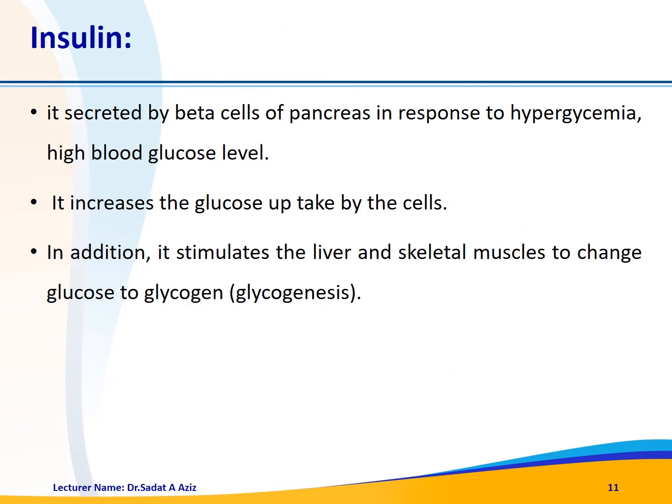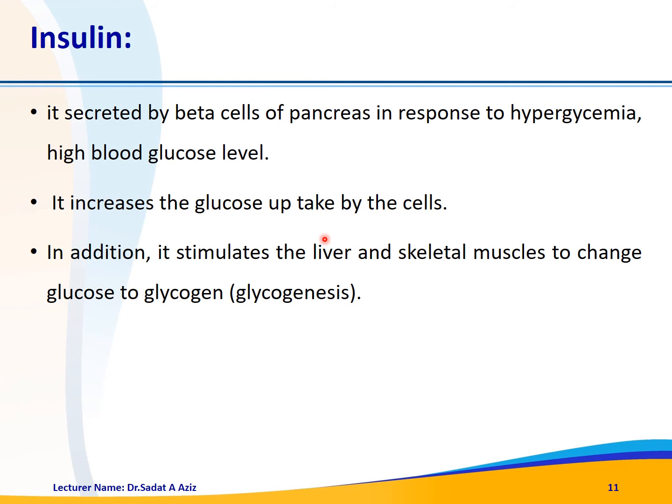And the third hormone, which is secreted by the pancreas, is called insulin. I'm quite sure you are familiar with the term insulin. It is secreted by the beta cells of the pancreas in response to what? Hyperglycemia, an increase in the level of sugar within the blood. What is the function of insulin? It increases the glucose uptake by the cells.